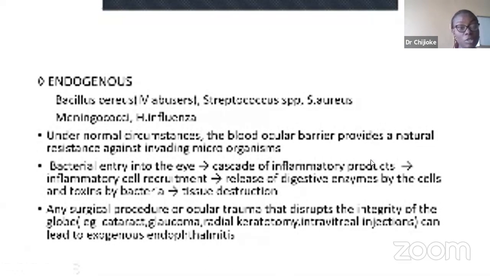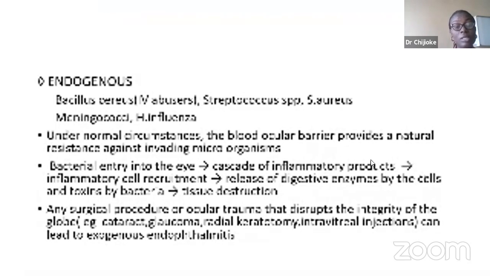And for endogenous, we have Bacillus cereus, which is the most commonly isolated one in IV abscess. We have other gram-positives and gram-negatives, which include Streptococcus species, Staph aureus, meningococci, and H. influenzae.